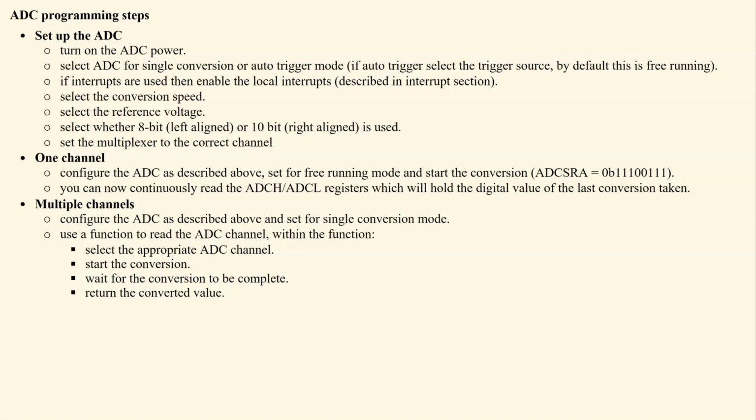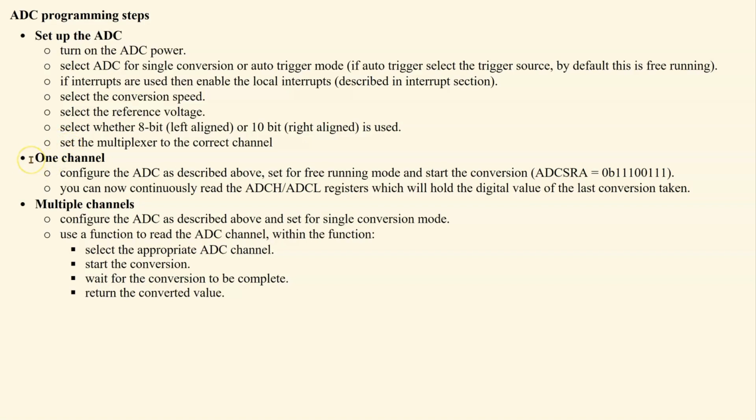Looking at how we can program the ADC, we can firstly set the ADC up. We turn on the power. We choose whether we're doing single conversion or free running. If you're using interrupts, then enable the local interrupts. We need to select the conversion speed, select the reference voltage, choose whether doing left aligned 8-bit or right aligned 10-bit, and set the multiplexer to the correct channel.